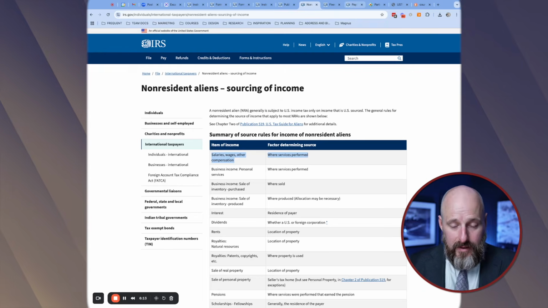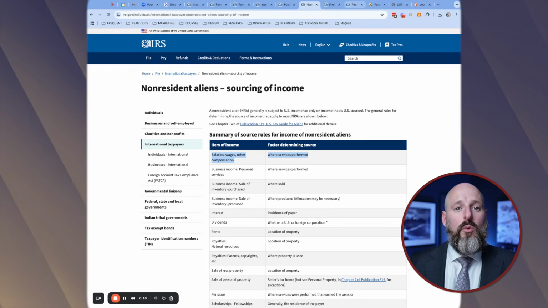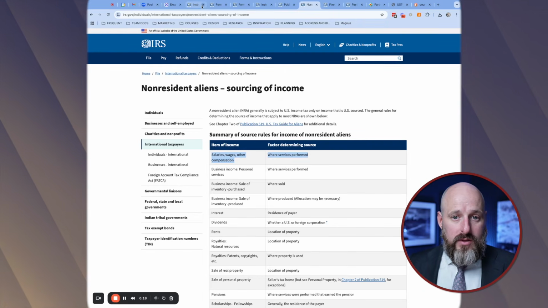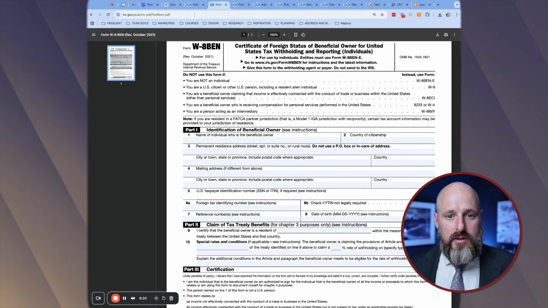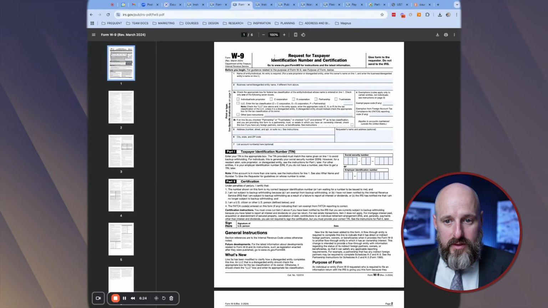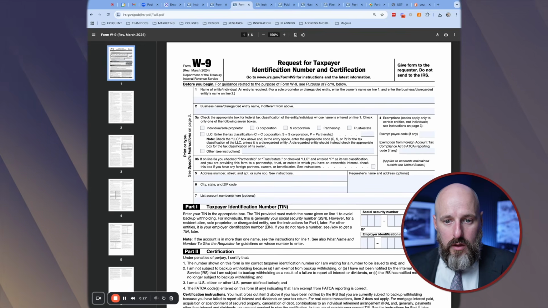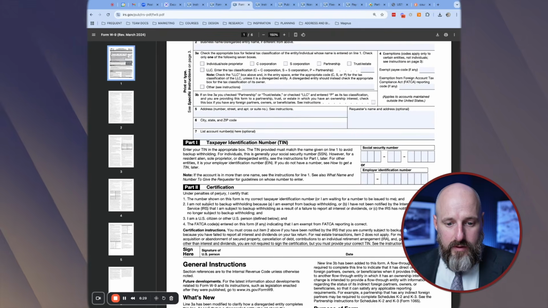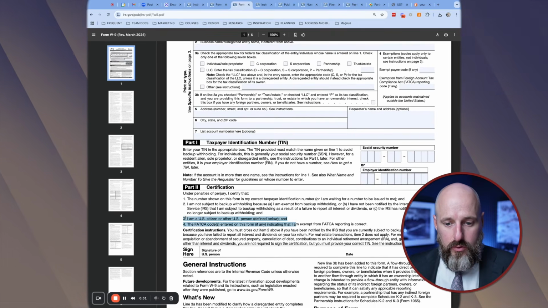So you can give them their pay without a W-9, because a W-9 is incorrect. If you ask them to complete this W-9 form, this is incorrect. On this form, you can see at the bottom, they have to certify that they're a U.S. citizen or other U.S. person.